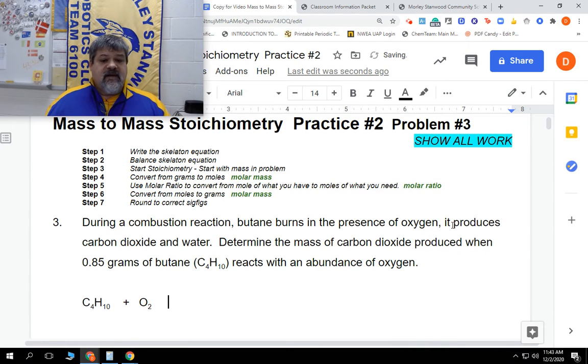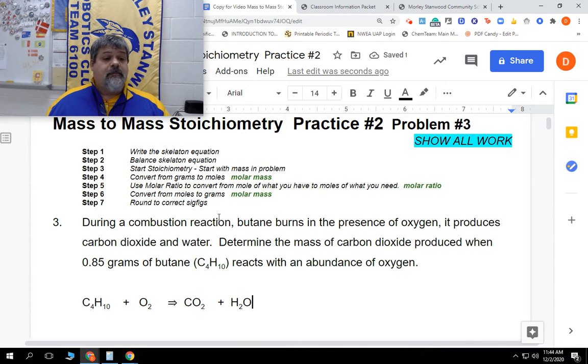And then it says it produces carbon dioxide. Now, if you don't know what carbon dioxide is, it's carbon and 2 oxygens. So it's just going to be CO2 and water, which we get H2O. So there's our skeleton equation. We're pretty good about that.